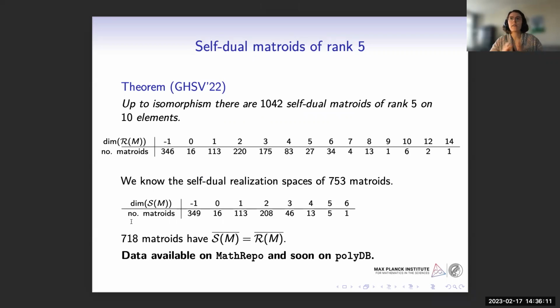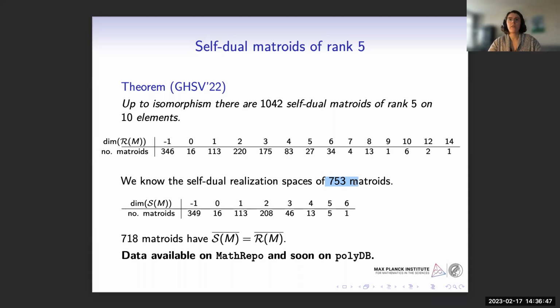So until we finished this project, there was no list of the self-dual matroids of rank 5 on 10 elements. So the one thing that we did is we computed all these matroids of rank 5 on 10 elements that are self-dual up to isomorphism, and there are 1,042. And we computed the dimensions of the realization space and of the self-dual realization space. So the self-dual realization space is very hard to compute. So you see here, a few of them were missing. They were just too expensive to calculate computationally.